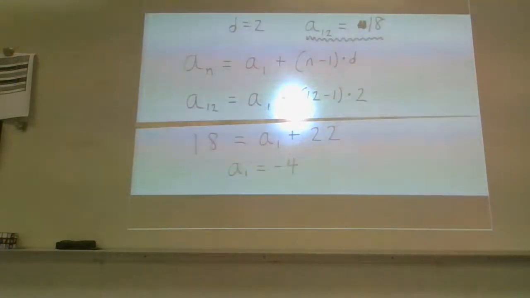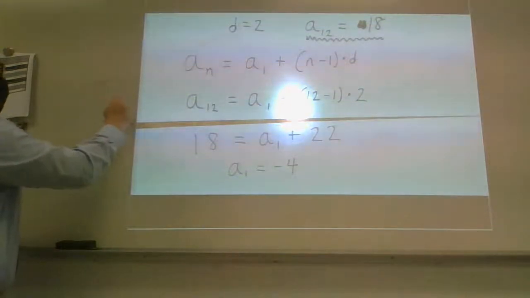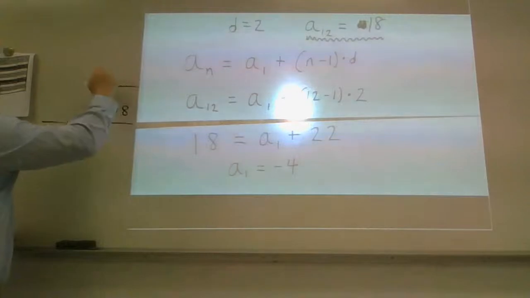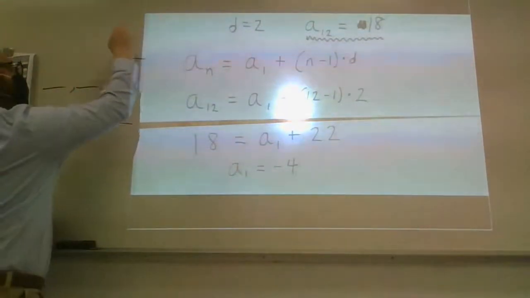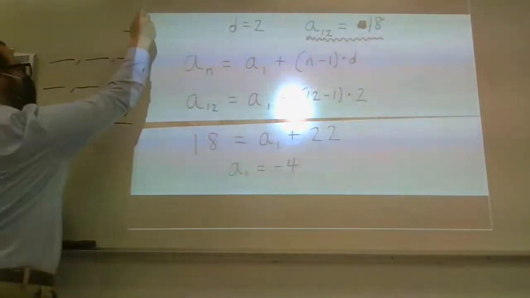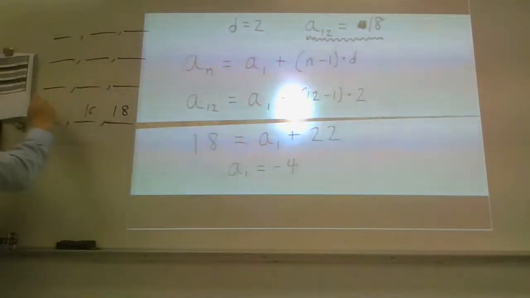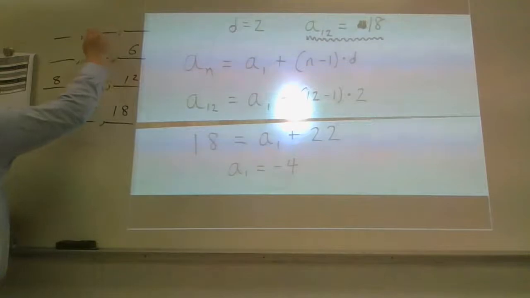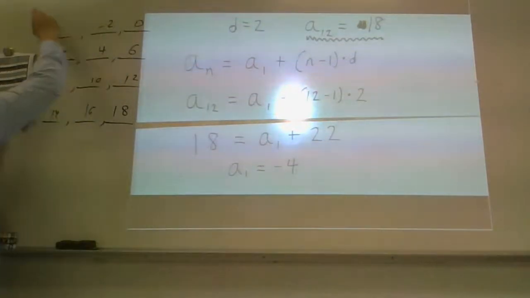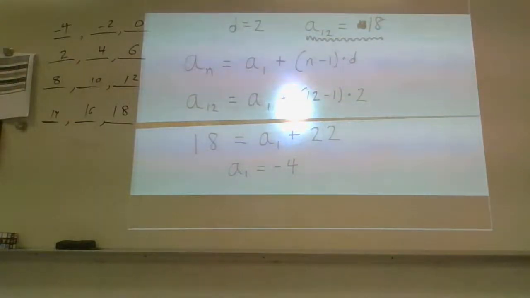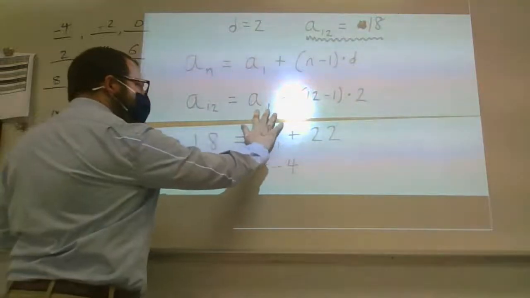Now, yes, I could have totally gotten that by doing this. Okay, that's the 12th term, 18. 11, 10, 9, 8, 7, 6, 5, 4, 3, 2, 1. 16, 14, 12, 10, 8, 6, 4, 2, 0, -2, -4. There's my first term. You could have totally done it that way. Except it's not always practical, because sometimes you may be sitting there forever trying to count backwards. Instead, utilizing this formula is in your best interest.